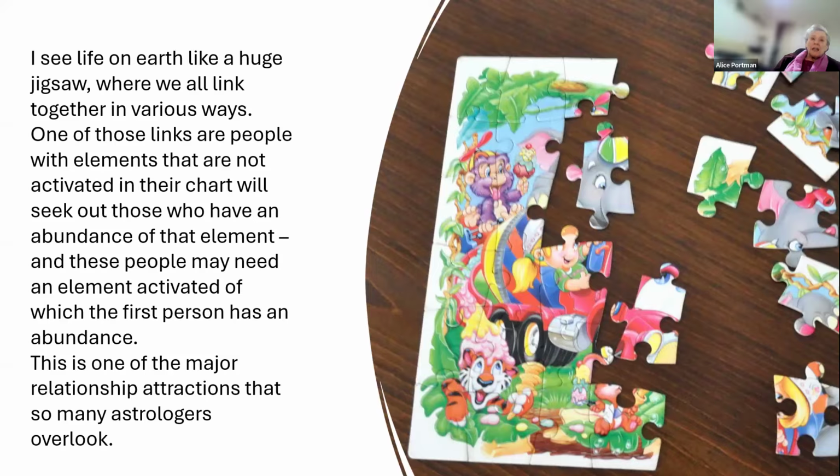That happens a great deal, a lot more than you'd realise. And it's one of the major relationship attractions that so many astrologers overlook. But they feel very, very satisfied when they're with people who are activating the element they don't have activated. It's one of those almost soul connections that you can't break, or if you do, it causes great distress.